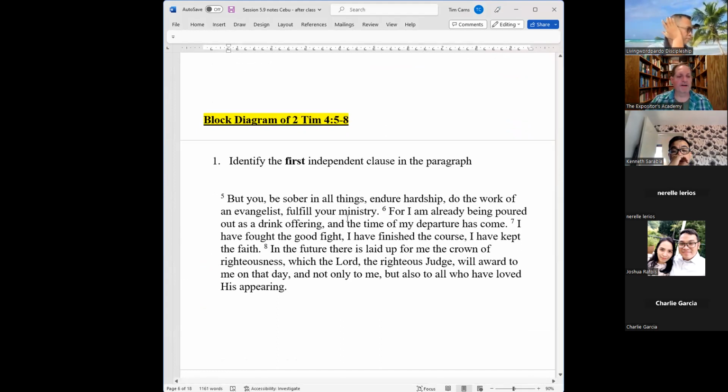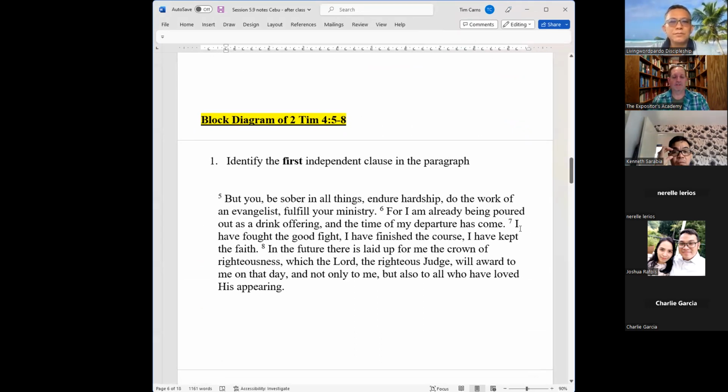4, verses 5 to 8. I'll ask Joshua if you could go ahead and read this passage. And as he's reading, just see if you guys can find the first independent clause that you see in the paragraph. So Joshua, why don't you go ahead, if you don't mind?